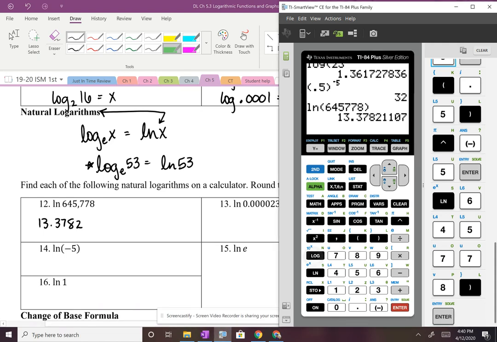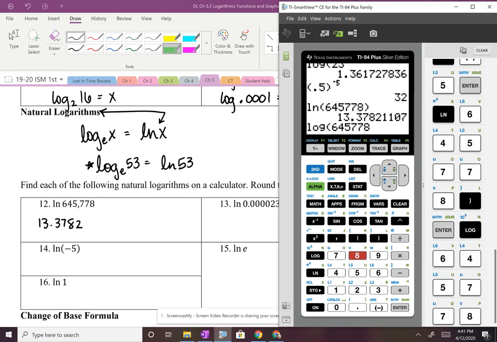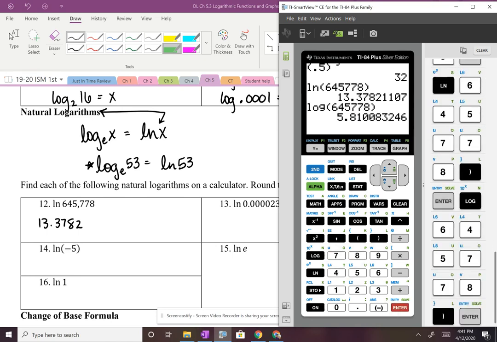Now I wanted to point out that earlier we did the same thing with log base 10, not base e, of 645,778, and closed our parentheses. These are not the same thing. The LOG is log base 10, and the ln, or log base e, are not the same thing. So we will be using them interchangeably when we solve equations, but they're not the same function.